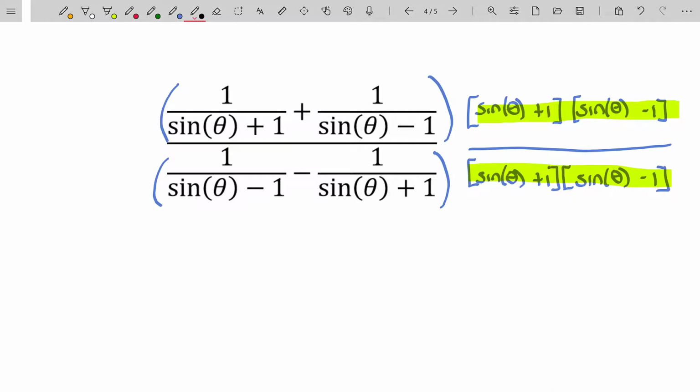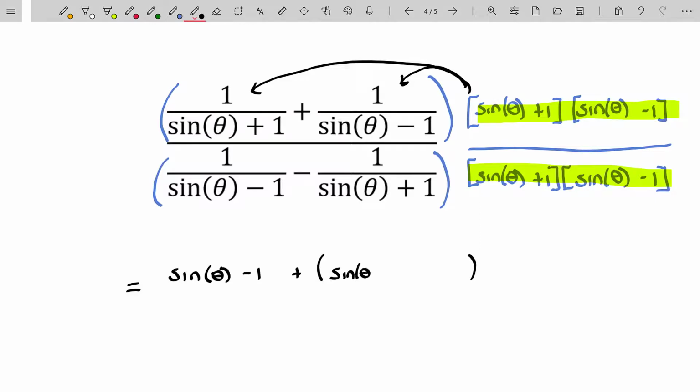Distributing that LCD across both terms in the numerator, you'll see the very first term, the sine of theta plus 1 will cancel, and you'll be left with a sine of theta minus 1. Plus, the second term in the numerator, the sine of theta minus 1 will cancel with the sine of theta minus 1, and you're left with a sine of theta plus 1. Now you may wonder, why is he writing a parenthesis there? It's because of what's going to happen in the denominator. I just want you to get in the habit of using grouping symbols liberally.